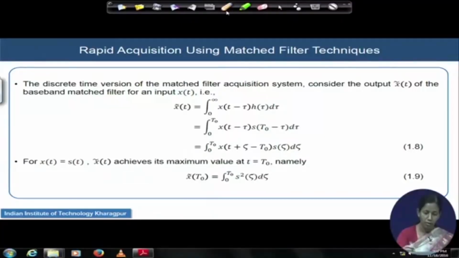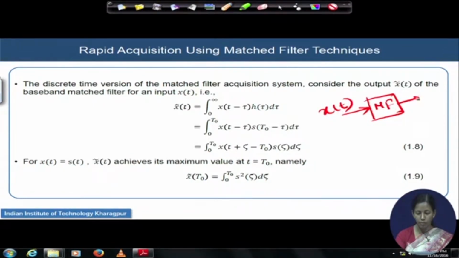Let us consider a matched filter where the input is given as x(t), and at the output of the matched filter we get a signal called x tilde (t), say. From the fundamentals of the matched filter, we understand that x tilde (t) will be given by the integral of x(t minus tau) multiplied by h(tau) d tau, if h(tau) is the impulse response of the matched filter.